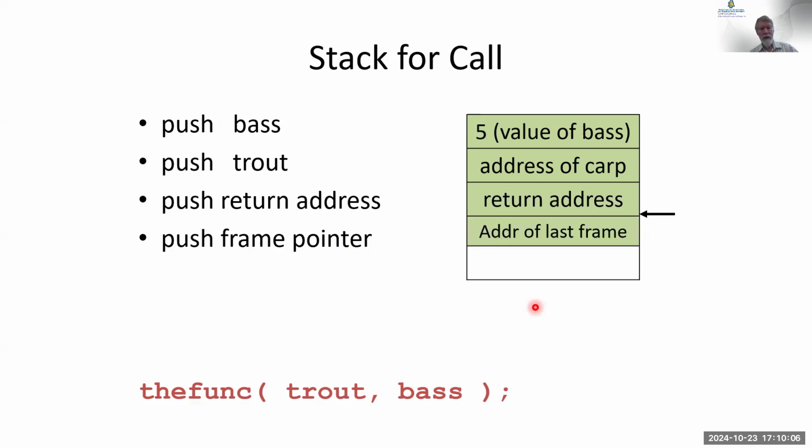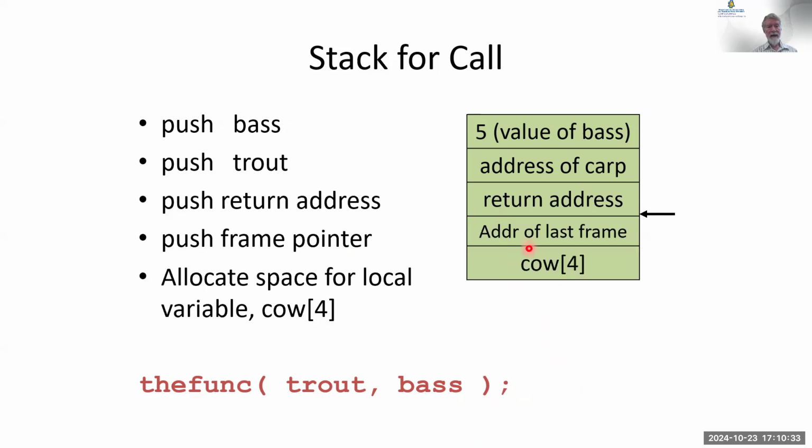When you get in the function, it will put the frame pointer on the stack. I'm not going to spend much time explaining the frame pointer, but let's just say function A calls function B, which calls function C, which calls function D, and so on. Each one is on the stack, and the frame pointer points back to the previously called frame on the stack. After that, it allocates space for local variables. In this case, we had 4 characters with cow. So that's what the stack will look like.